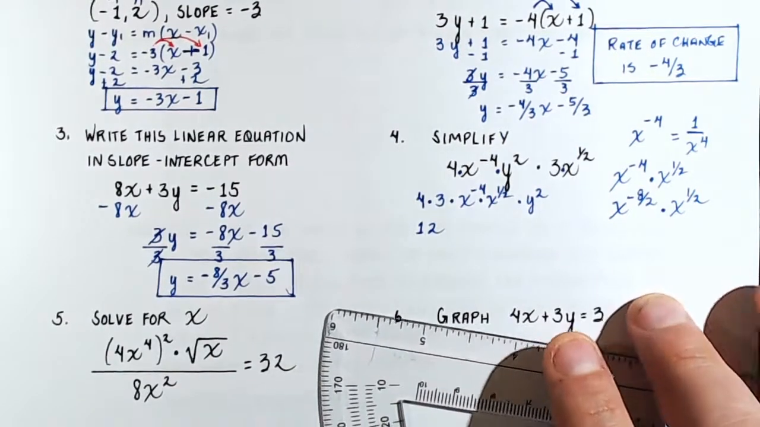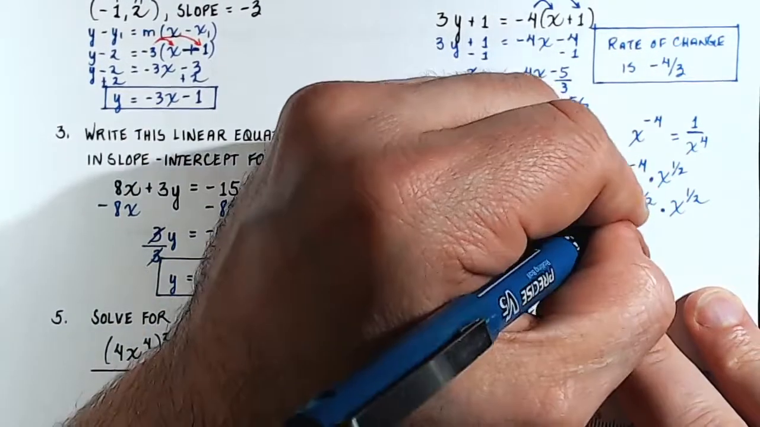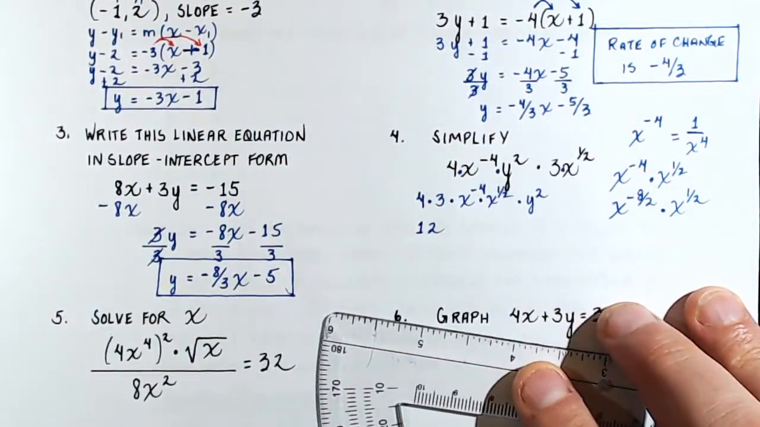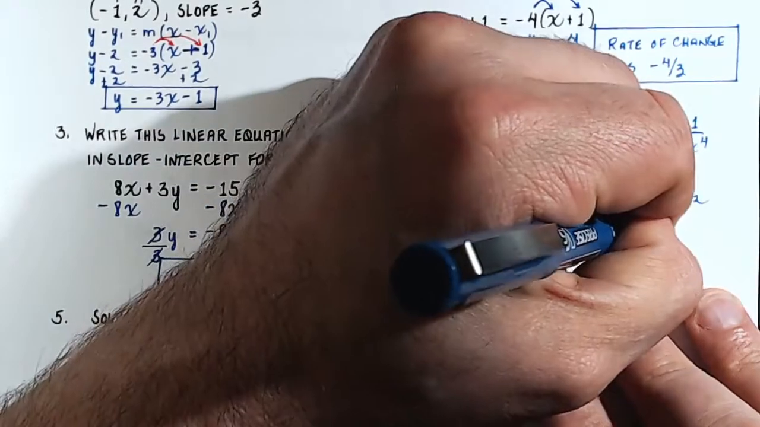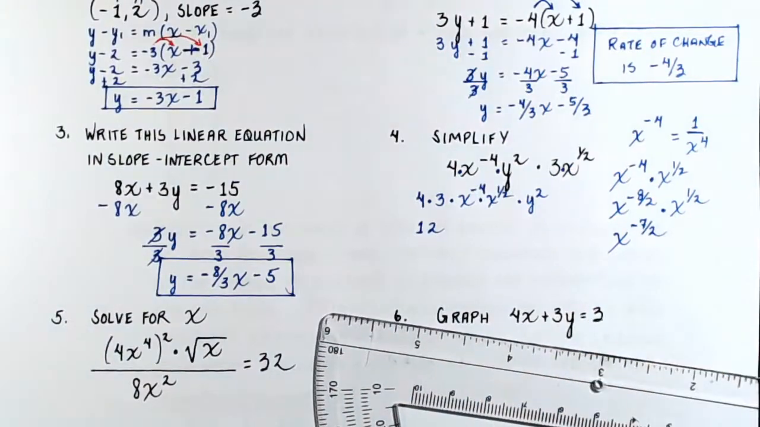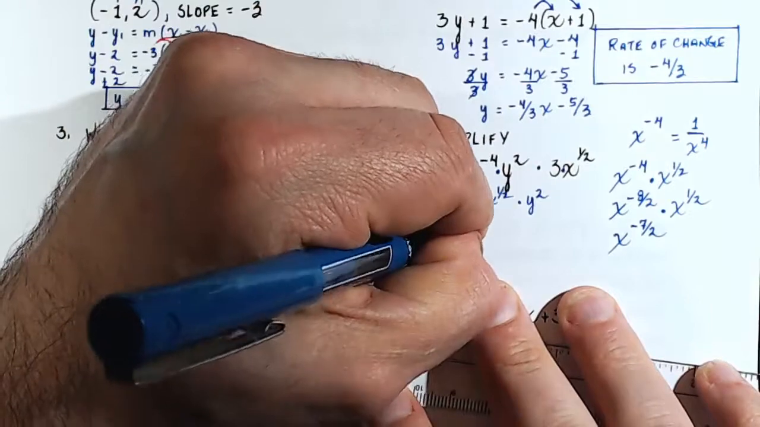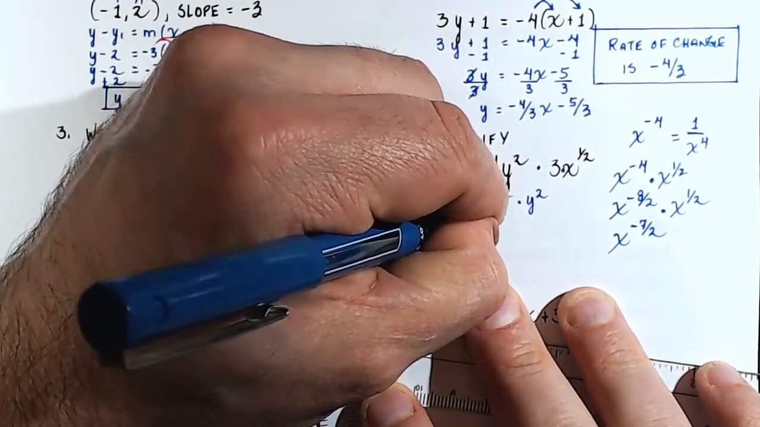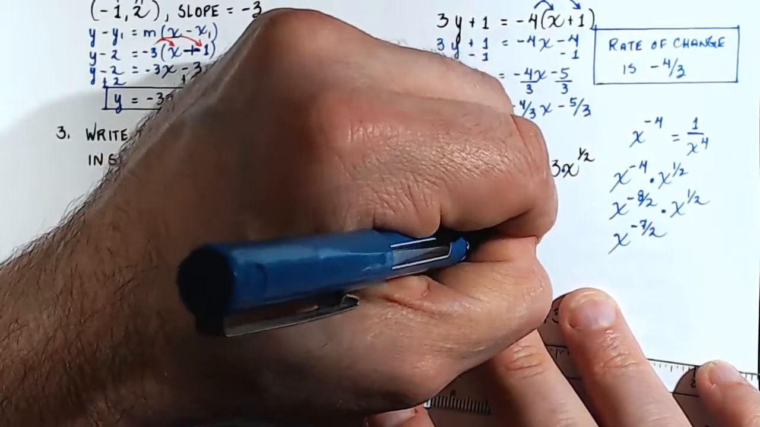By multiplying the bases together, I add the exponents. So you're going to add together negative 8 over 2 and 1 over 2, and you're going to get negative 7 over 2. So this will reduce down to x to the negative 7 over 2. I'll write that here: x to the negative 7 over 2 times y squared.